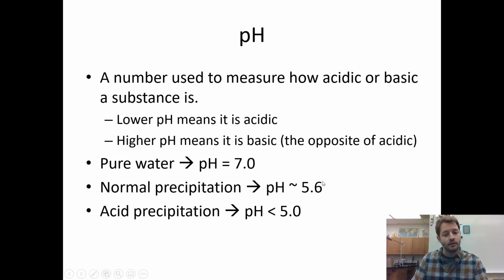Normal precipitation is roughly 5.6, and the reason why that normal precipitation is slightly acidic is because there are gases in our atmosphere, like carbon dioxide, that contribute to a natural level of acidity. So carbon dioxide dissolves in water to form carbonic acid, and that's what allows rain to have that default lower pH, that default level of acidity. When acid precipitation forms, it could decrease the pH lower than 5.6 to 5 and even lower than that. So anything less than a pH of 5 would be considered acid precipitation.